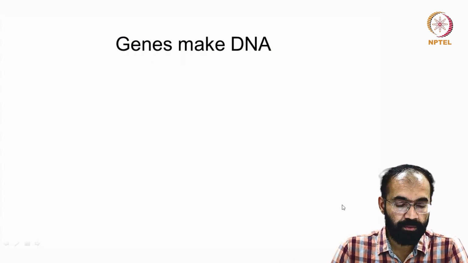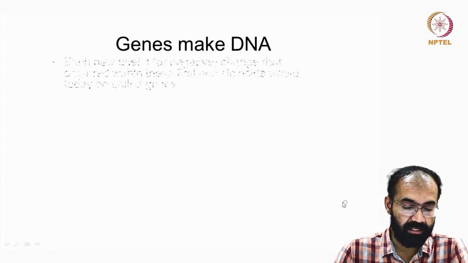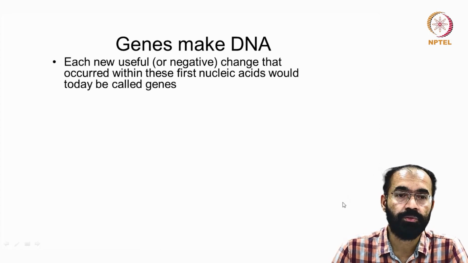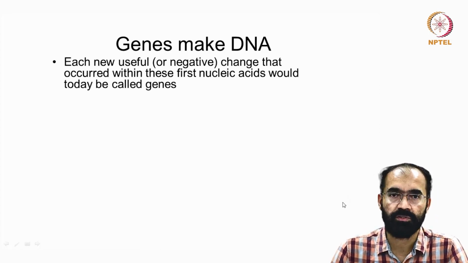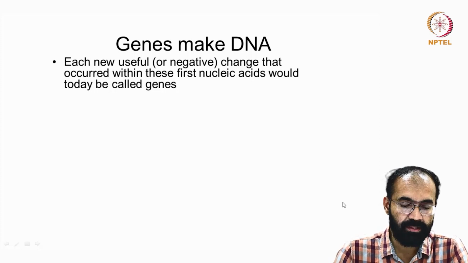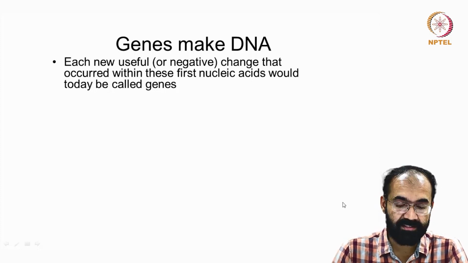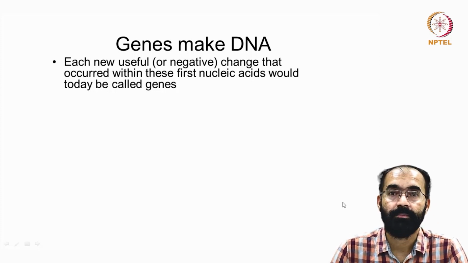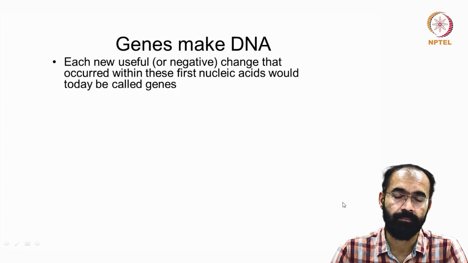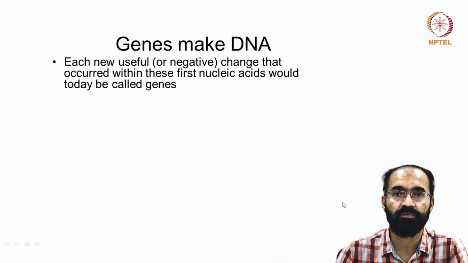So, like I told you, the genes make the DNA, and each new change, useful or non-useful, we can call it negative, that occurred within these first nucleic acids would today be called a gene in the modern world, because a gene is nothing but a character, a property, or a quality that is supposed to perform a task.